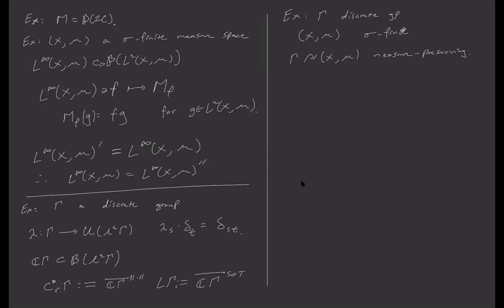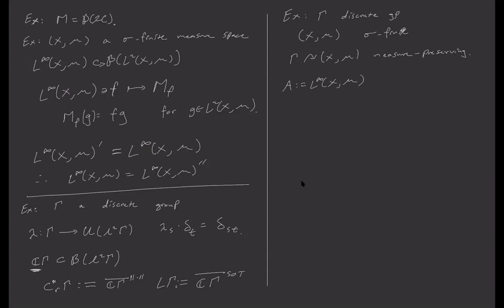So then what can you do here? Well, you can kind of mimic the previous construction, where rather than considering scalars, you replace the scalars by L infinity functions. So specifically, for simplicity, let me denote L infinity by A. So this is L infinity of X, mu.